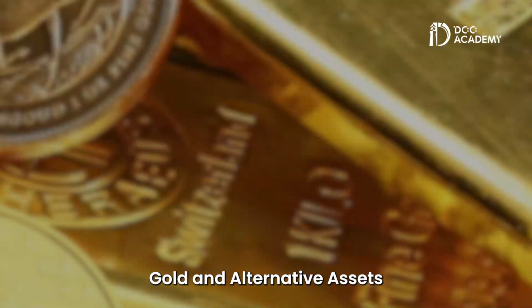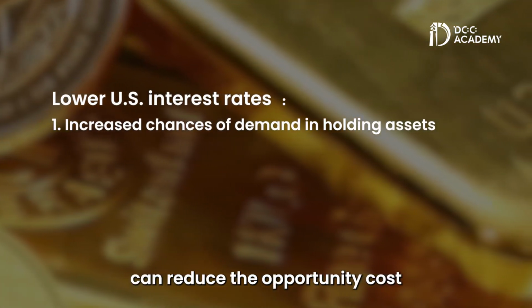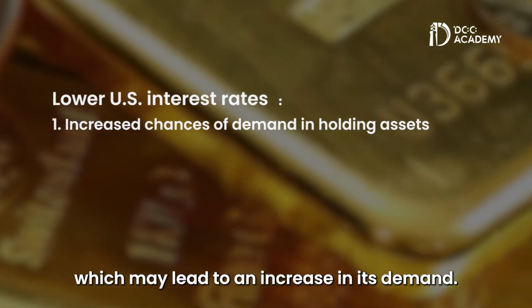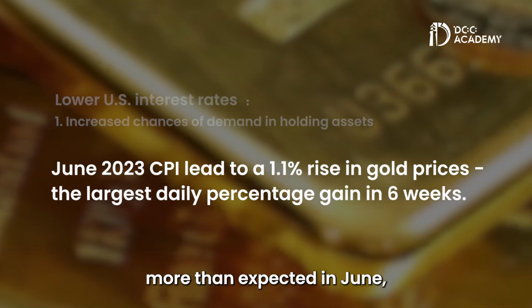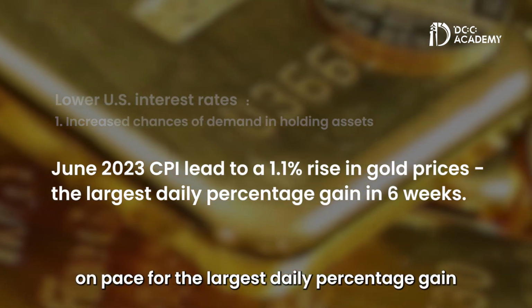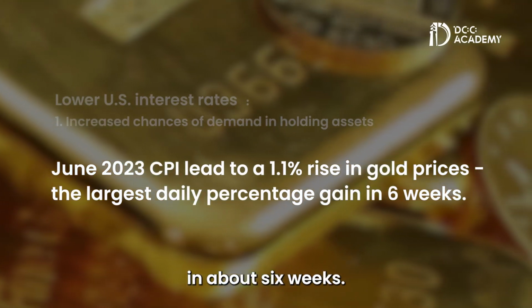Gold and alternative assets. Lower interest rates can reduce the opportunity cost of holding assets like gold, which may lead to an increase in its demand. When consumer prices cooled more than expected in June, gold prices rallied and rose 1.1%, on pace for the largest daily percentage gain in about 6 weeks.